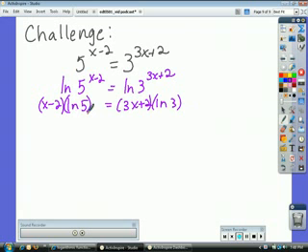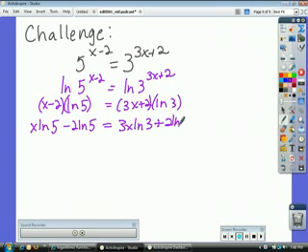Now, some of you might think that it would be easier to divide by the natural log here, but we would still end up needing to multiply out because we have x's on both sides, and we can't bring them over since they're involved in multiplication. So we need to distribute those natural logs before we can move things to separate sides. So this is going to be x times the natural log of 5 minus 2 times the natural log of 5 equals 3x times the natural log of 3 plus 2 times the natural log of 3. Now we can get like terms together.